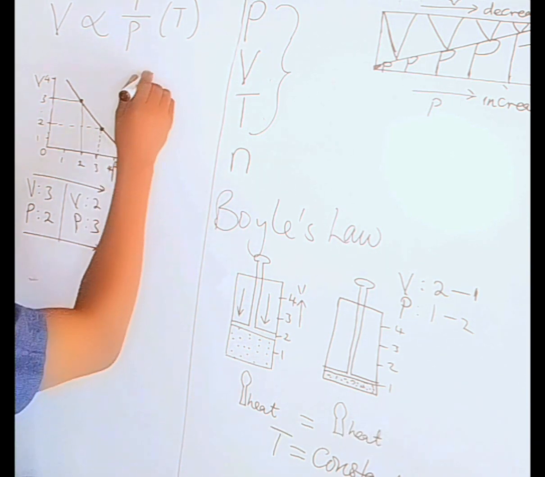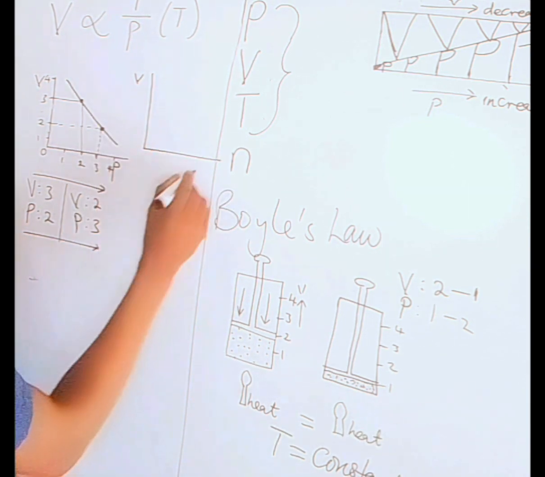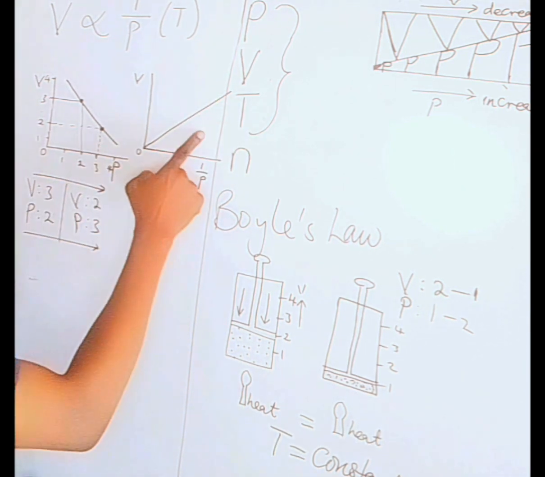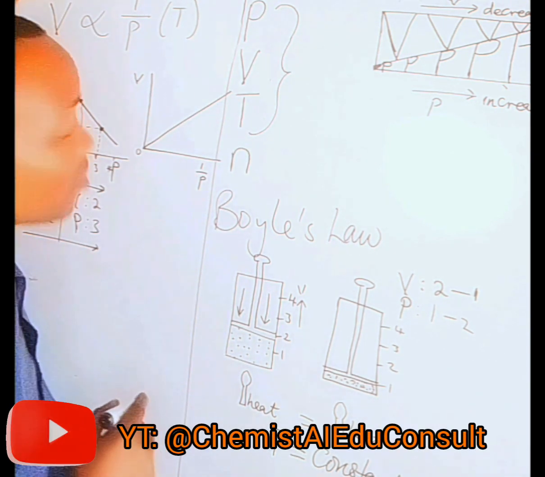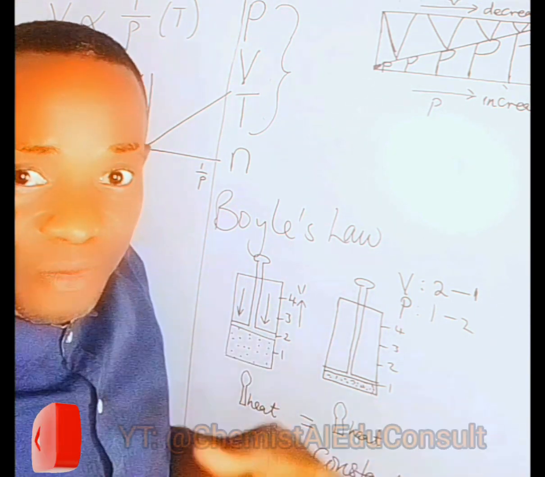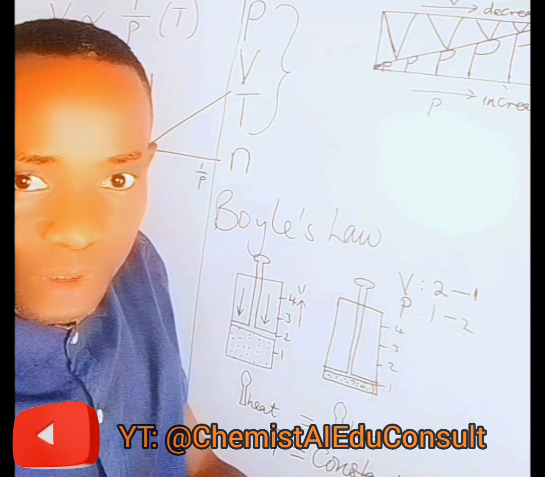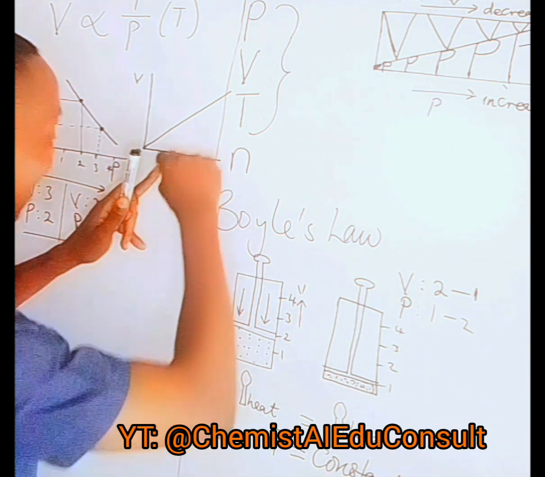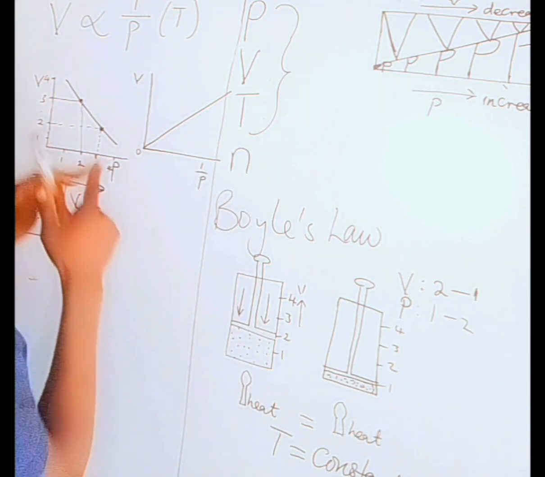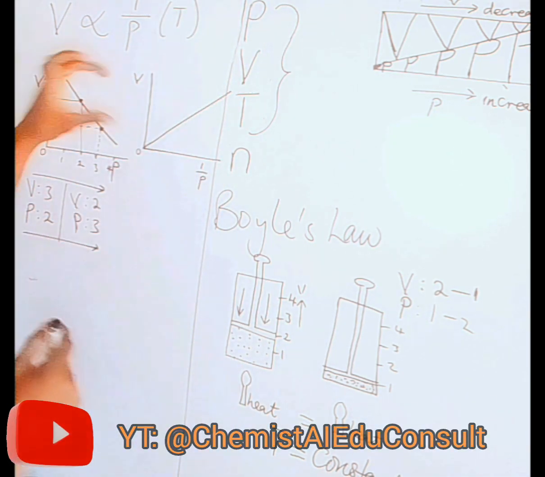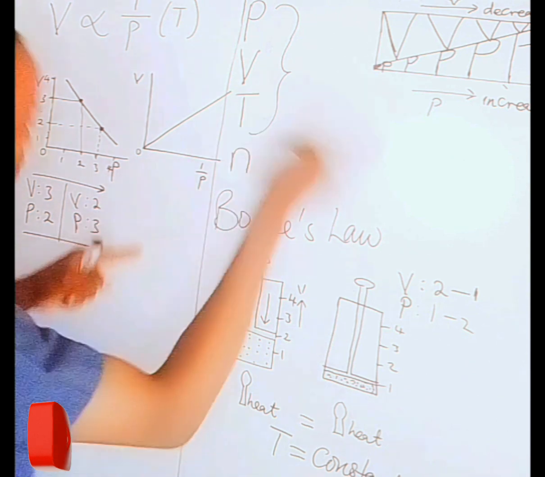You can also represent the graph this way: volume and inverse of pressure with a straight line from origin. This and this are the same, because when you say that volume is inversely proportional to pressure, it also means that volume is directly proportional to the inverse of pressure. So if this axis represents that inverse of pressure, it means volume is directly proportional to that, and you get a straight line. If volume increases, inverse of pressure will also increase.